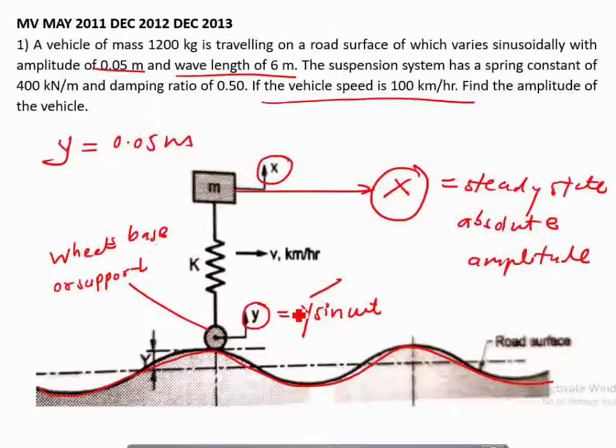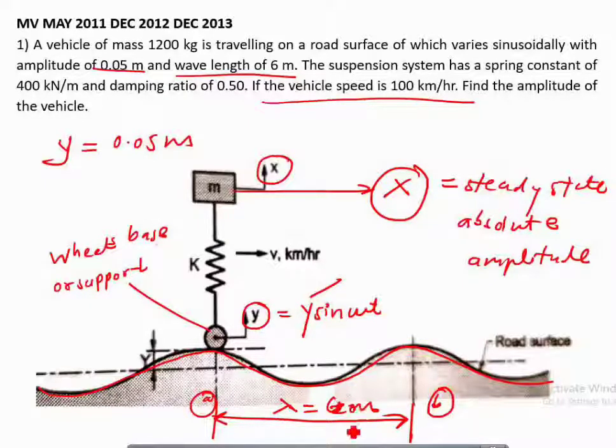Wavelength is nothing but the length of one wave. So let us consider this is the one wave from this point, let us say point A to the point B is the one wave. So the length of this one sine wave, because the road surface is sinusoidal in the sine wave form. So one sine wave is having one wavelength that is equal to lambda, which is given as 6 meter. Lambda is given as 6 meters.